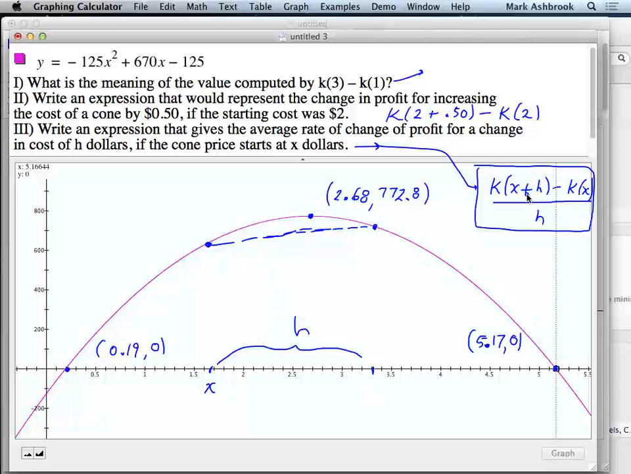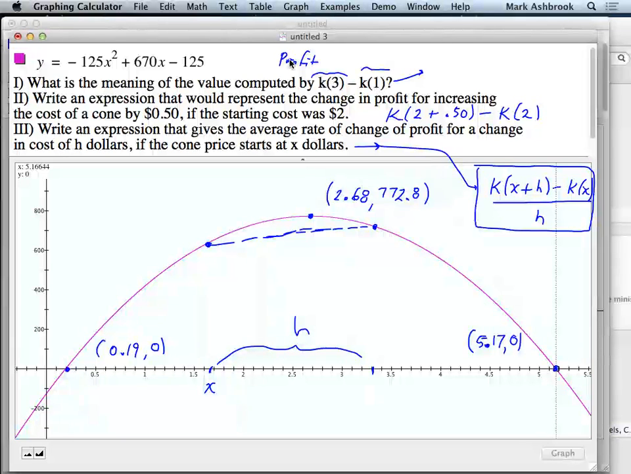Could you explain what k of 3 minus k of 1 was again? So let's just do K of 3. What is K of 3? It's the profit. Profit for what? For the price of a cone being $3. The weekly profit if they charge $3 a cone. So what's K of 1? K of 1 is the weekly profit of charging $1 per cone. So if you had the profit for charging $3 and you subtracted the profit for charging $1, what would that difference mean? It's the weekly profit.